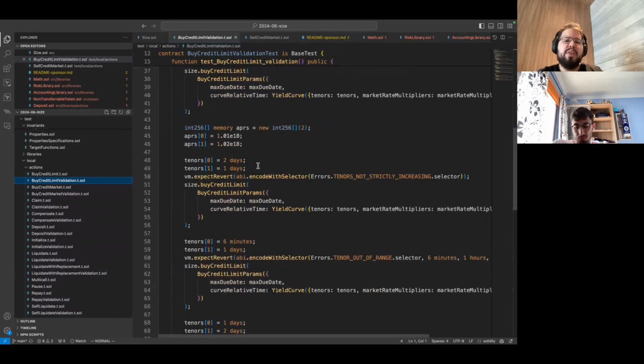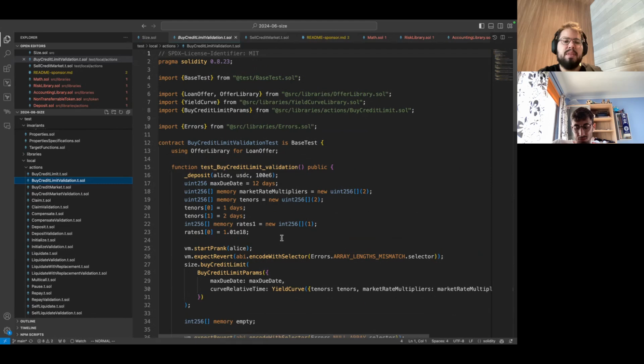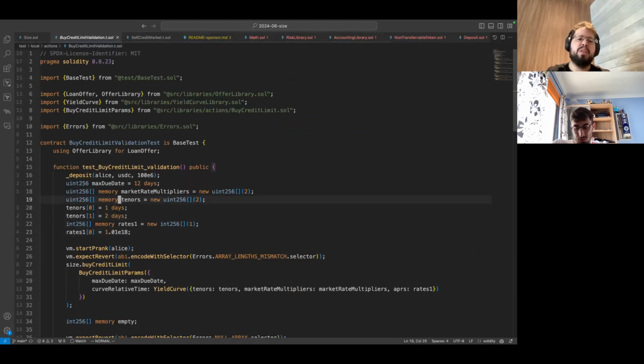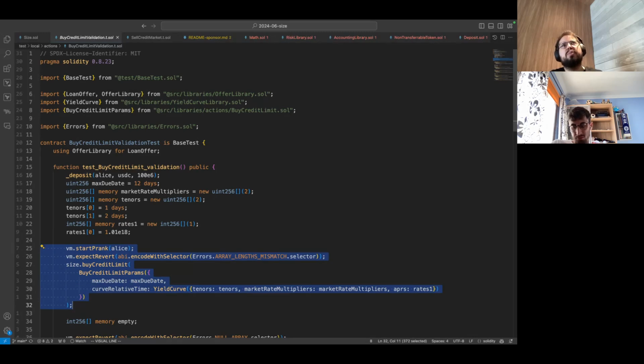But these tests are usually very, very dumb. Like you pass an array with length 2 and then an array with length 1, and then you validate that there's an error, like arrays mismatch. And sometimes as you are developing, it feels like you are creating this test just for the sake of increasing your coverage, because you know that if you have the input validation correct, this test will break.